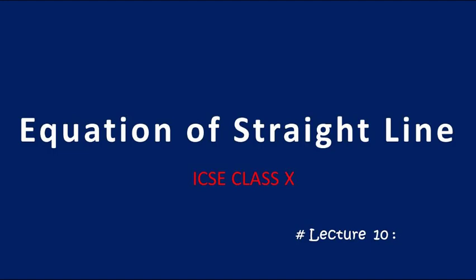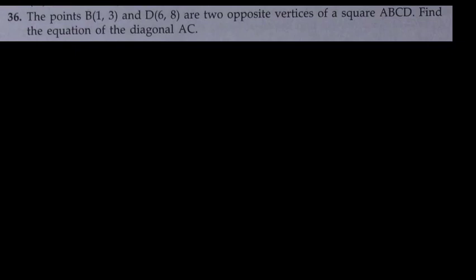Hello everyone. Now let us see this question 36. The points B(1, 3) and D(6, 8) are the two opposite vertices of square ABCD. Find the equation of diagonal AC.